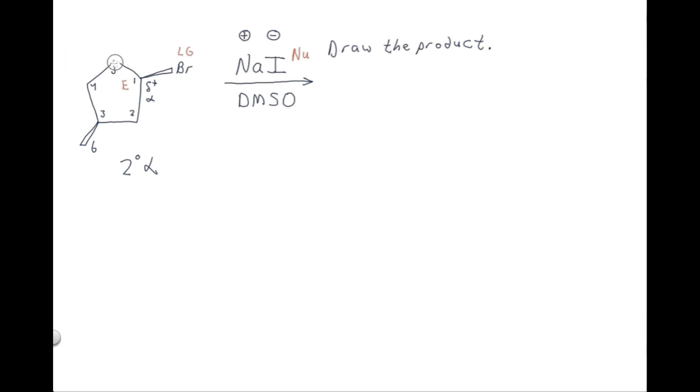Remember that the two different paths around the ring are counted as two separate carbon chains. So this clockwise path around the ring is counted as one carbon chain attached to carbon 1, and the counterclockwise path around the ring is counted as a second carbon chain attached to carbon 1. So we count two carbon chains attached to our alpha carbon for a secondary alpha carbon.